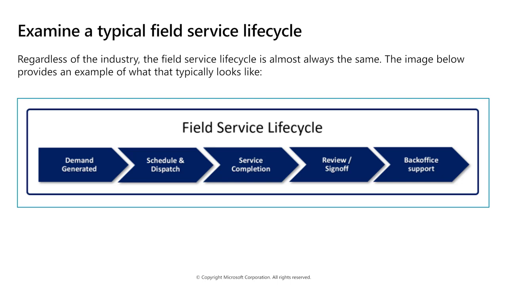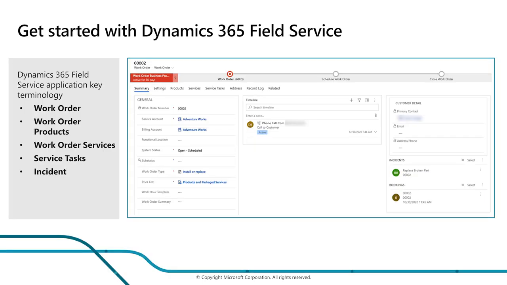So this is the general life cycle that field service items would go through, and again, as I said, mostly it will remain the same with possibly some slight tweaks, but it does really look the same across all industries. So how do we get started with field service? So we have some key terminology in here, some of which we've touched on already, but let's take a further look at it. So we start off with work orders.